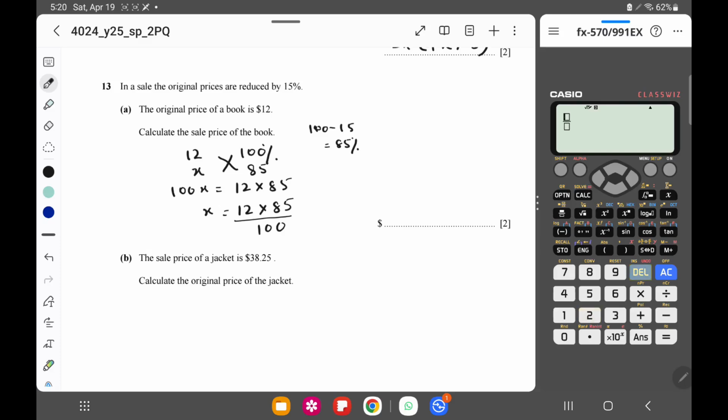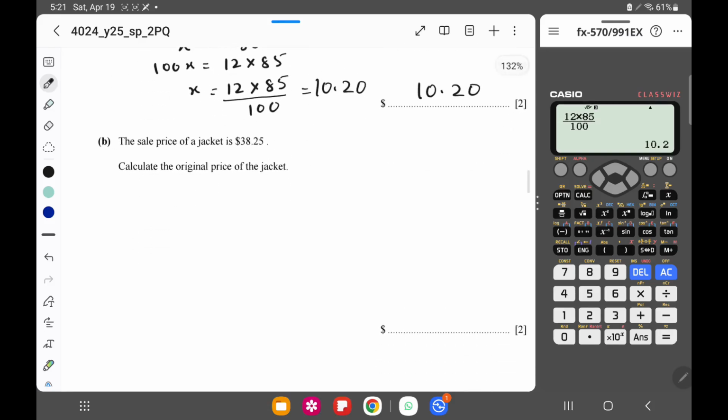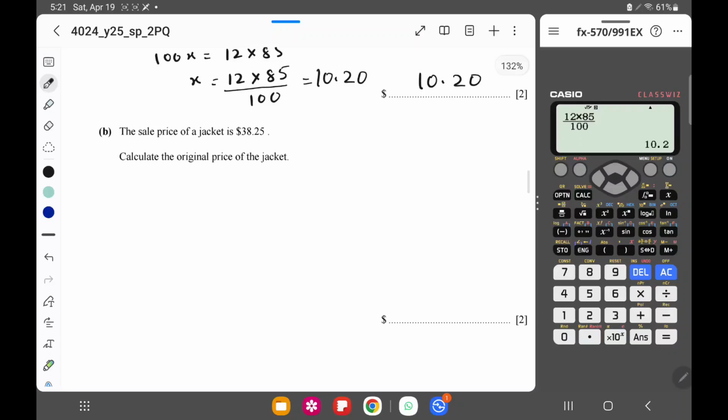12 into 85 and divided by 100 equals 51 over 5, that is 10.2. It means $10.20.